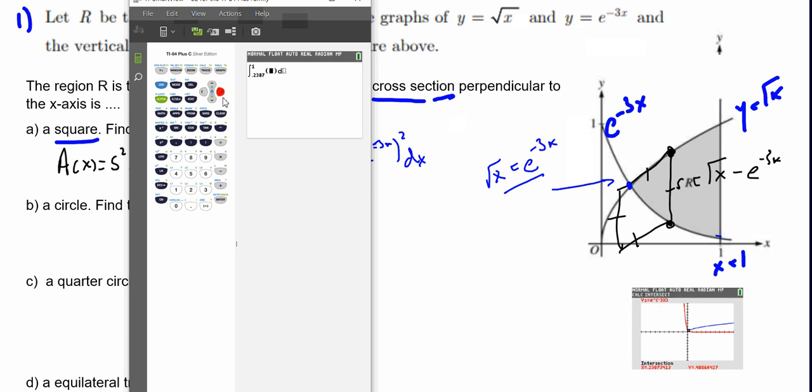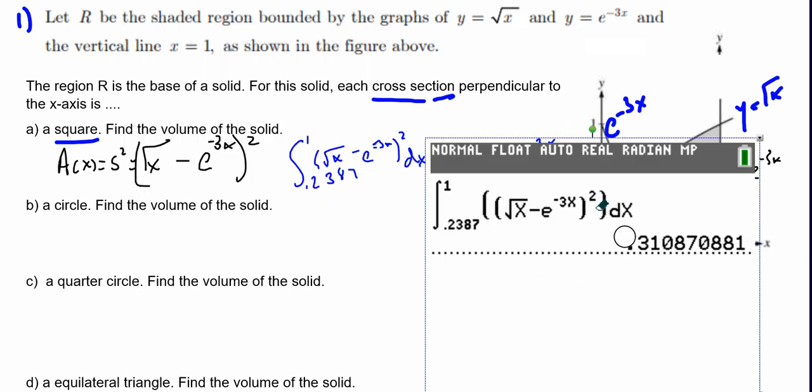There we go. And one more. All right, put parentheses. And now we're going to go to square root of x. We're going to go minus, and we have e to the negative 3x power. We'll close parentheses again, and we're going to square this. Okay, put our x value there, and we're going to press enter. And there is our volume. Okay, so that's our volume right there, and I'll put that right there, so you can see what that would be.